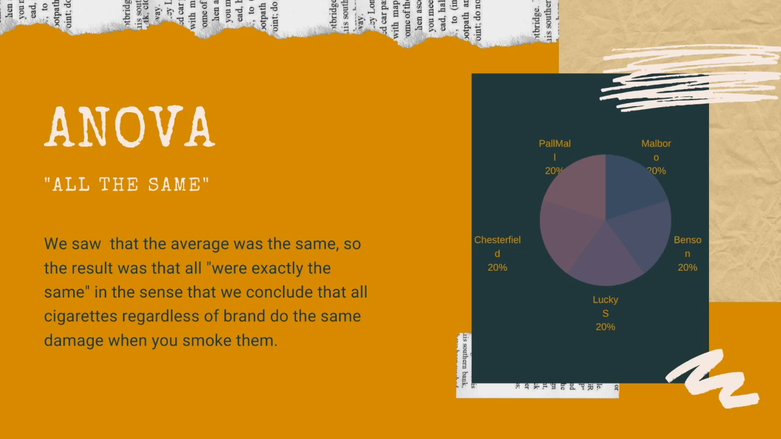And at the time we started generating our ANOVA, we did not imagine the results we would obtain, despite the fact that in our data table it appeared that the coloration had indeed changed for every brand. The ANOVA made us see that the average was the same, so the result was that all were exactly the same, in the sense that we conclude that all the cigarettes, regardless of the brand, do the same damage when you smoke them.